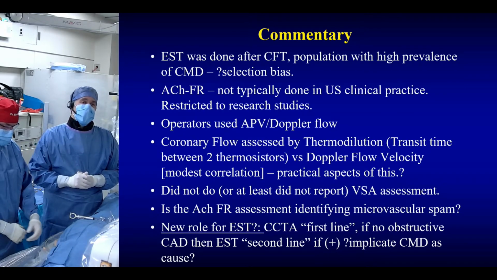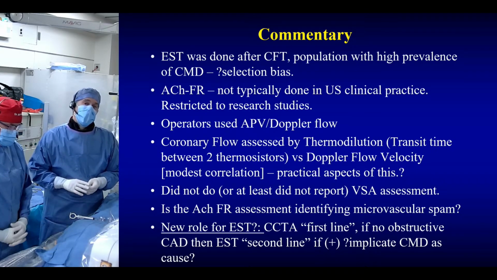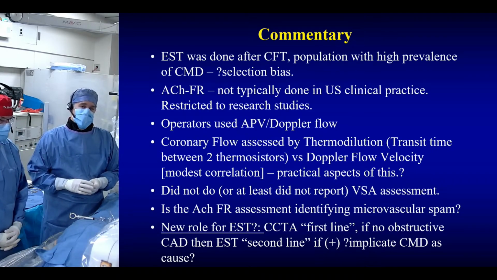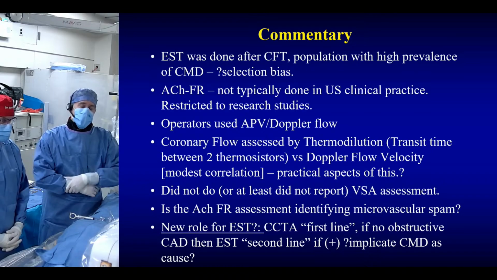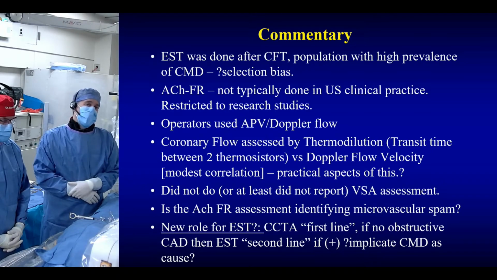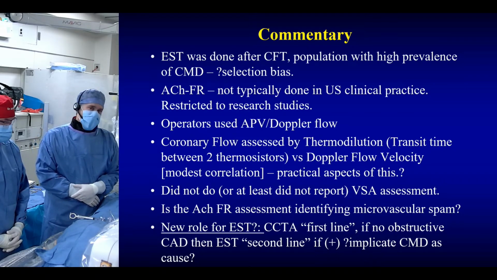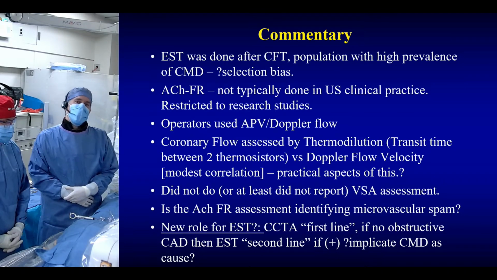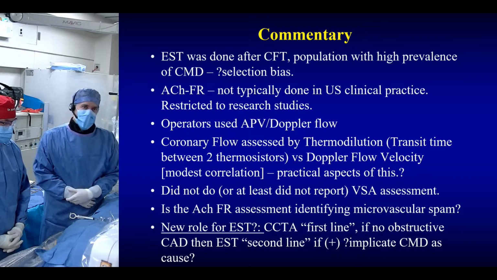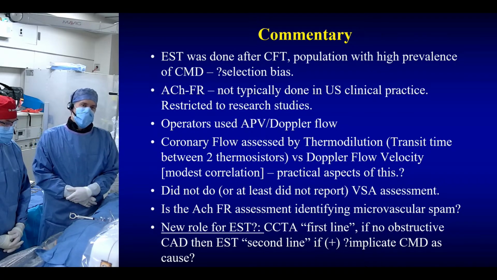What the authors did not do is test the patient specifically for epicardial vasospastic endotypes. But what they did do is this fractional reserve of acetylcholine. And my thought is, and Nat, I'll be curious to see what your thoughts are, that what they're probably looking at is microvascular spasm with acetylcholine, because they didn't identify any epicardial vasospasm.